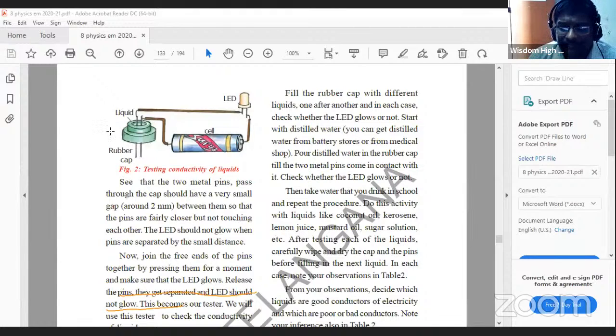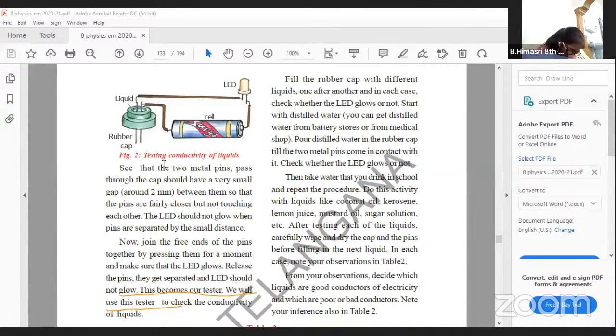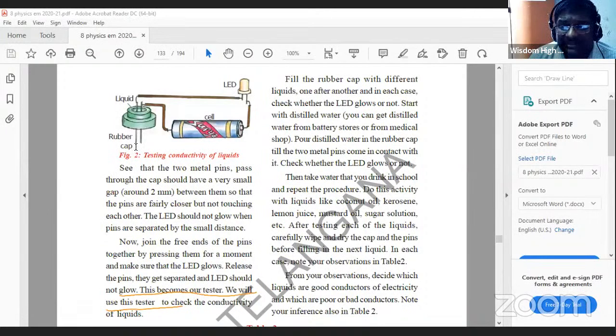The cap of an injection bottle, we may take that. And next, electrical wires, connecting wires, and a battery. Next, we should join an LED bulb, and two pins are there. Here, we should insert two pins. What is the gap here? One precaution: we should keep the gap between the two pins around 2 millimeters.